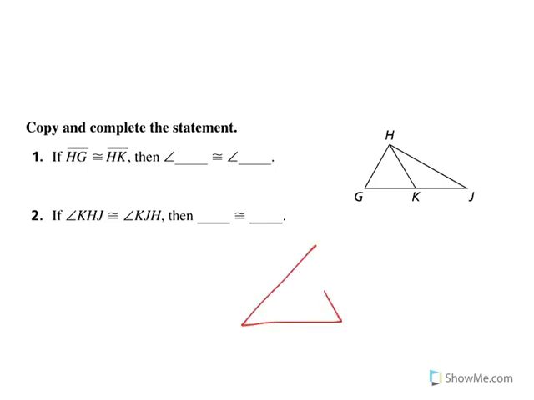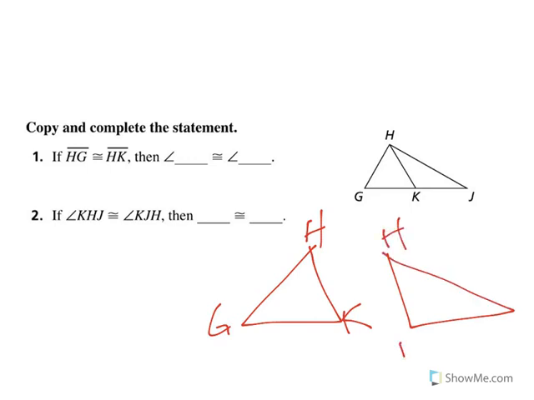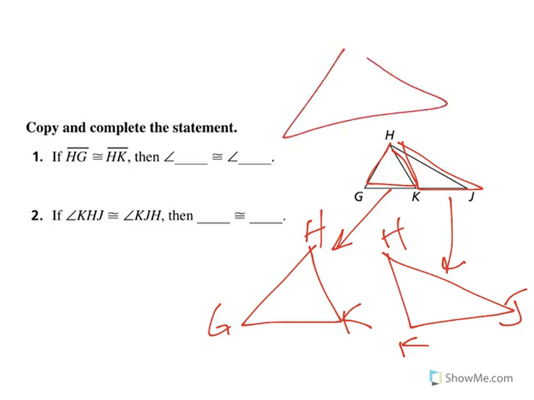So we really have HGK and HKJ. So I just took the left side there and put it there, and I took the right side there and put it there. I think it's a little bit easier to understand what's going on in our triangles. And then we also actually have the big one, HGJ. And that's the big one there.